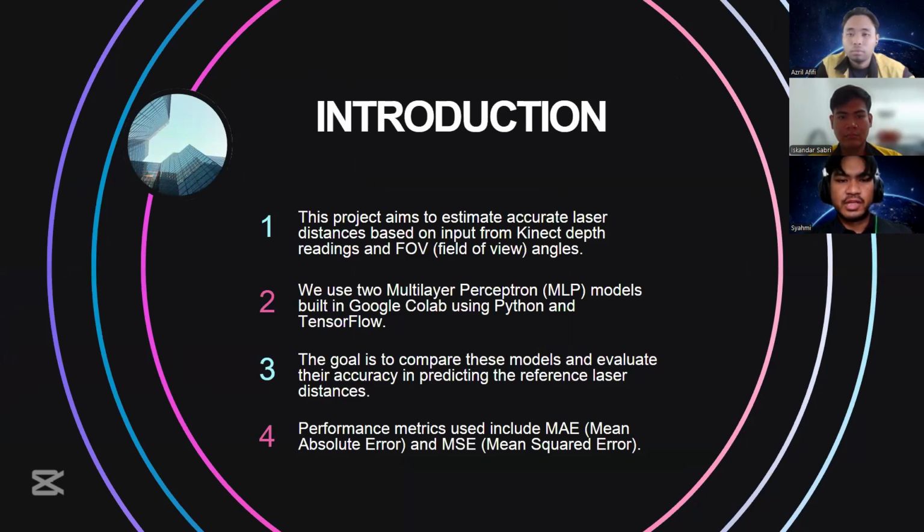And I will start with the introduction. This project aims to estimate accurate laser distance based on input from Kinect depth reading and field of view angles. We use two multi-layer perceptron models built in Google Colab using Python and TensorFlow. The goal is to compare these models and evaluate their accuracy in predicting the reference laser distances. Performance metrics used include mean absolute error and mean square error.